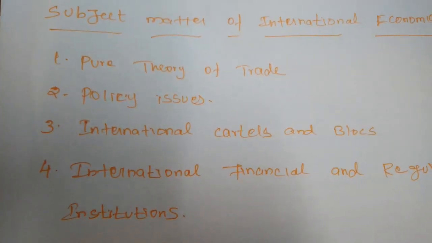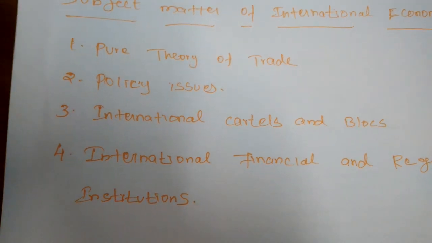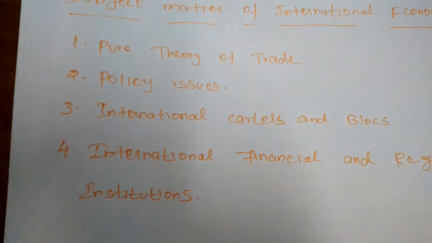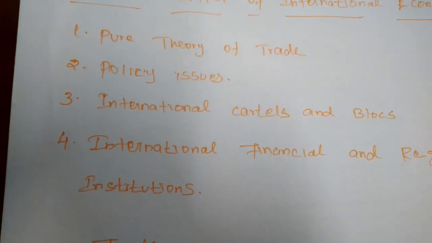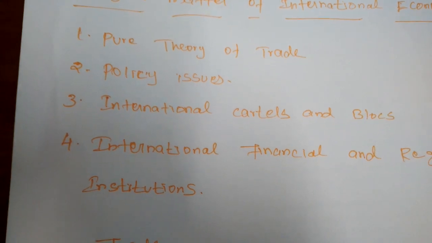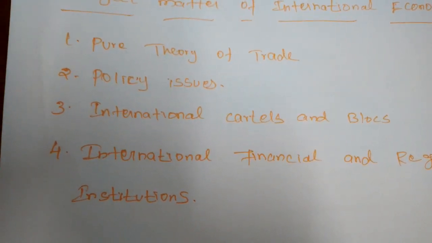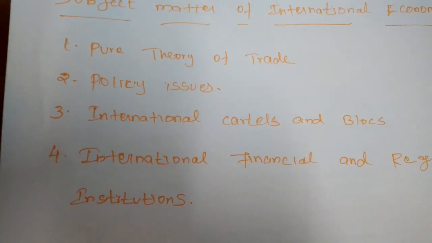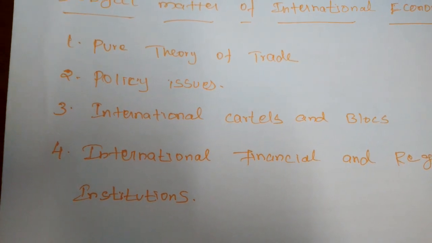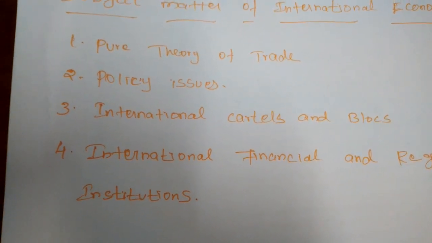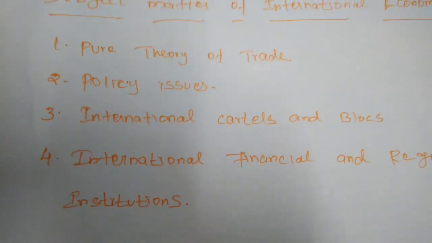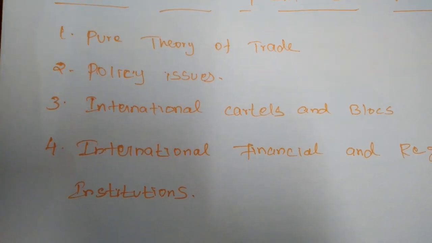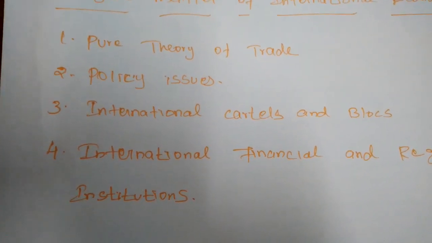The first one is the pure theory of trade. In international economics, the pure theory of trade is one of the components. These components explain the causes for foreign trade, in what reasons foreign trade appeared, and the composition, direction and volume of trade. Volume of trade means the terms of trade, and the determination of the terms of trade and the exchange rate issues related to the balance of trade and the balance of payments.